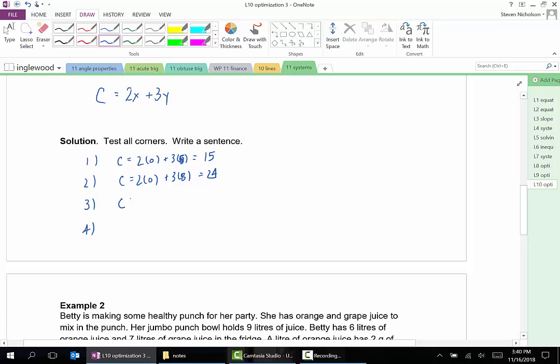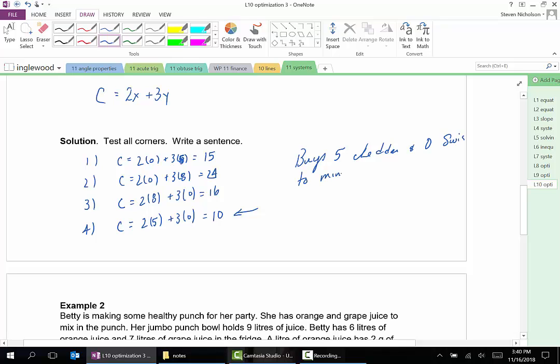Our next point is (8, 0), so the cost is 2 times 8 plus 3 times 0, which is equal to 16. And our final point is (5, 0). So we have 2 times 5 plus 3 times 0, which is equal to 10. So here is the minimum amount of cheese he would have to buy to fit the criteria. So if he buys 5 kilograms of cheddar and 0 kilograms of Swiss, that minimizes his cost.